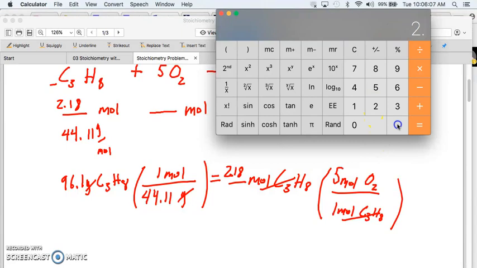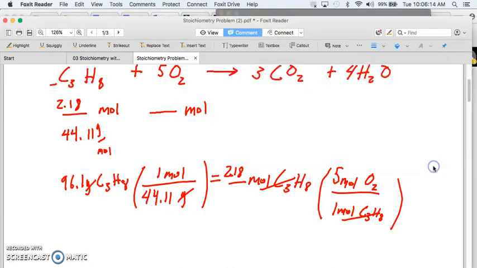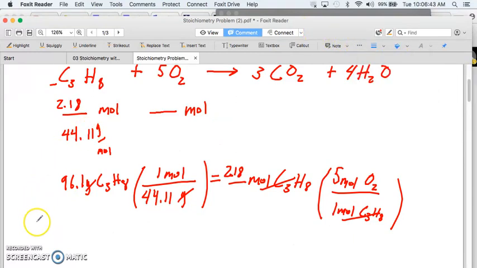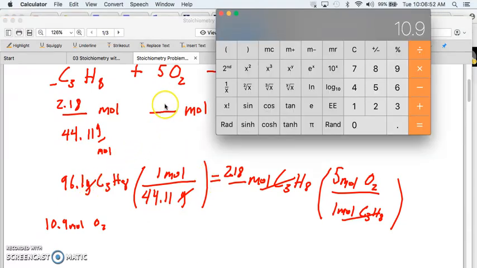So 2.18 times 5, 10.9 moles. Kind of running out of space over here on my pad, so let me erase that and put it somewhere a little bit better. Didn't realize I was running out of room on my writing pad here. So we'll put it over here on the left. Okay. 10.9 moles of O2. Let me double check here. Yeah, that's right.